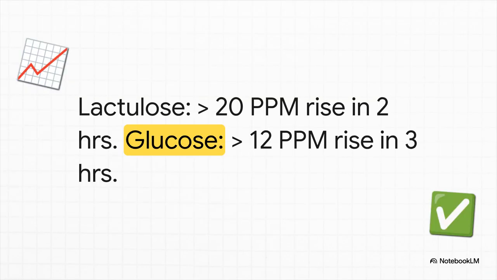And here are the numbers you've got to know for a positive test. If you're using lactulose, you're looking for a rise of more than 20 parts per million inside of 2 hours. If you're using glucose, it's a rise of more than 12 parts per million in 3 hours. That early peak is everything. It's what tells you this isn't just normal fermentation happening way down in the colon.